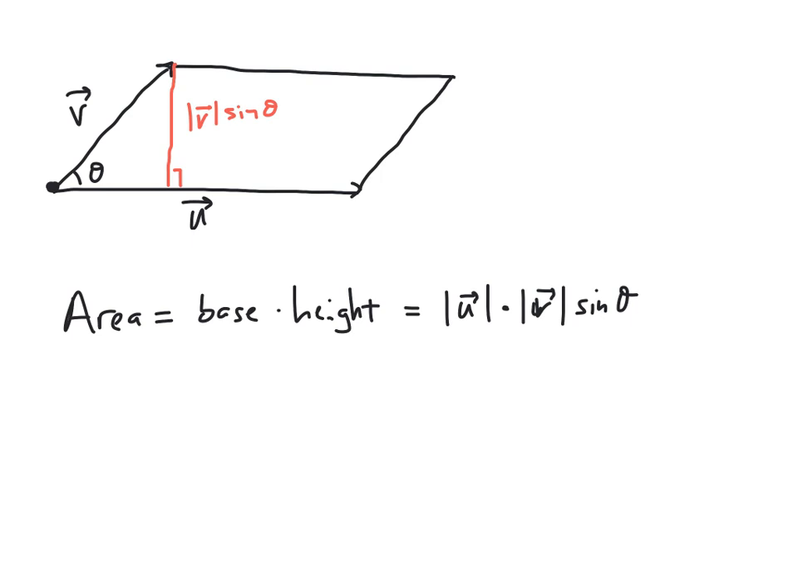And so what we notice is that this is the formula that we just derived for the magnitude of the cross product of u and v. So if we wanted to find the area of a parallelogram in three space, then what we can do is take the cross product of two vectors that define the corresponding sides of the parallelogram, and then find its magnitude.